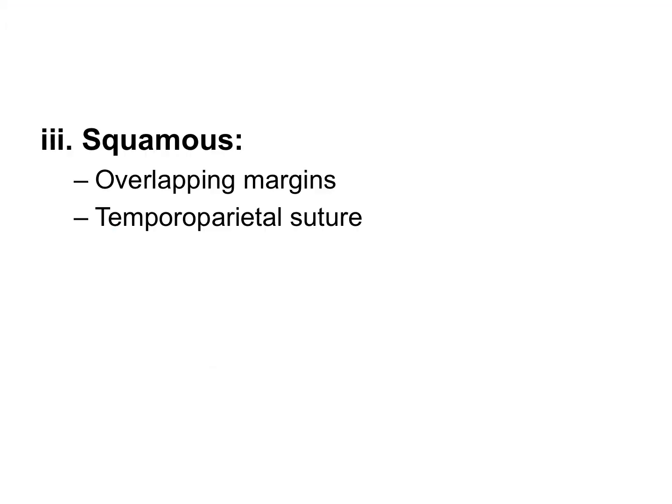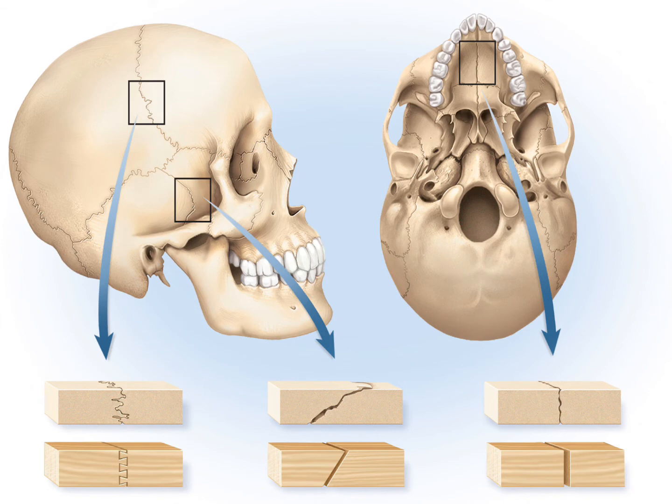The third type of immovable joint in sutures is the Squamous sutures. The margins of the joint forming bones are overlapping. The major example is the temporoparietal suture. Here you can appreciate in this figure, the lower black box denotes the squamous suture, in which the opposing edges of the two bones are overlapping.